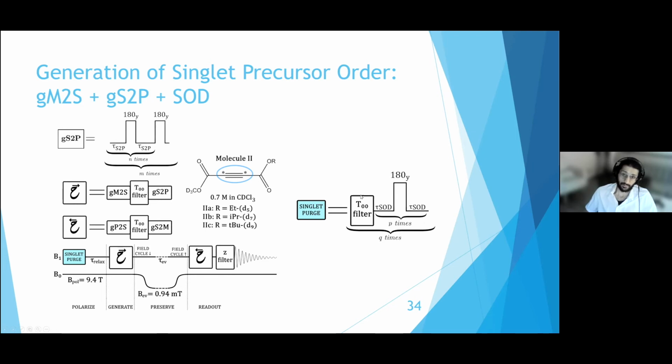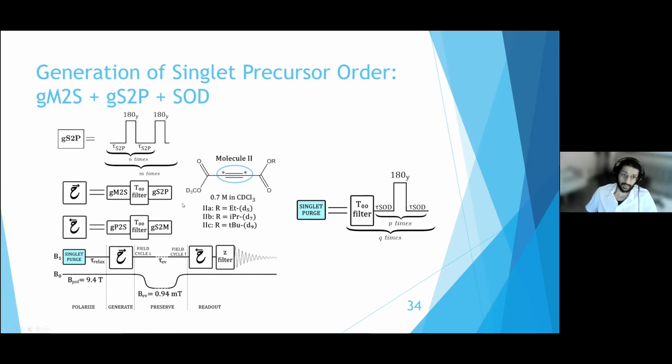The T00 filter we're talking about is literally just a gradient-based filter that eliminates anything except singlet order. So in a way, think of this T00 filter as removing everything except singlet order. It's actually more complicated than that. In recent years, we figured out that there are a lot of problems associated with these filters. But let's say you have these steps going on. You have GM2S, you make singlet order. You purify that singlet order by removing all of the other extraneous elements. And you take that purified singlet order and convert it to singlet precursor order.